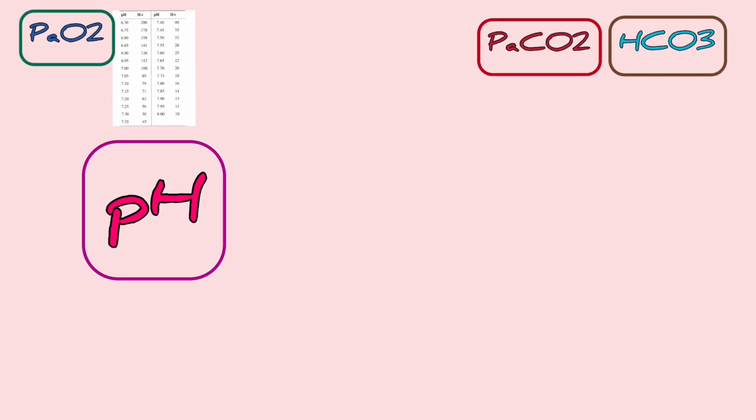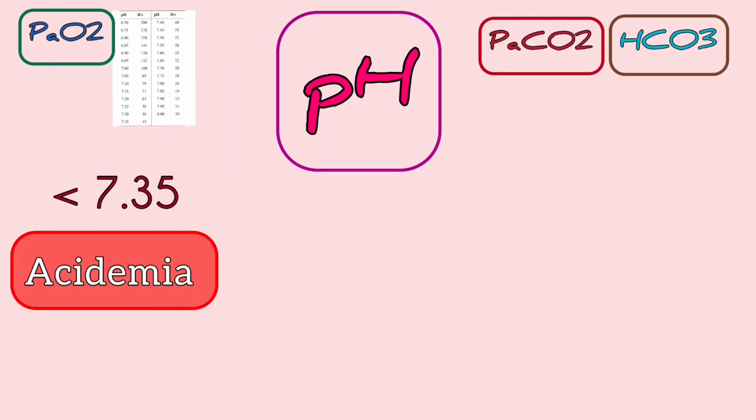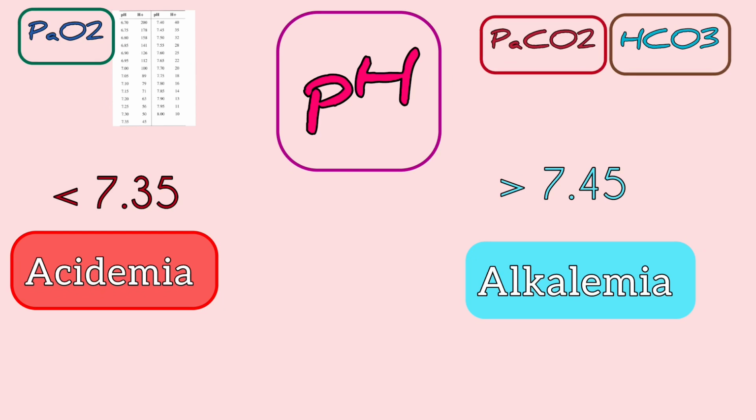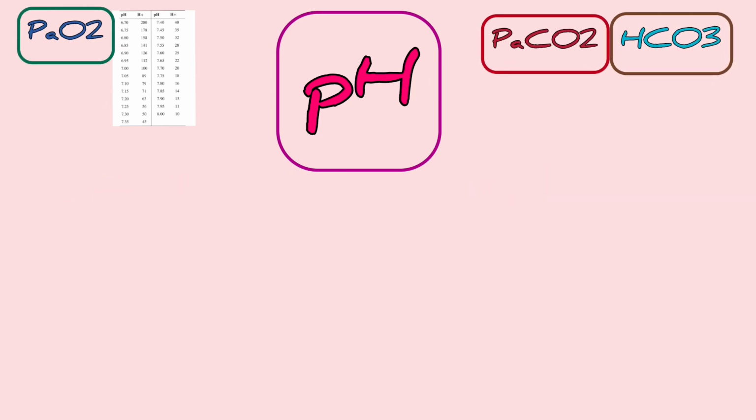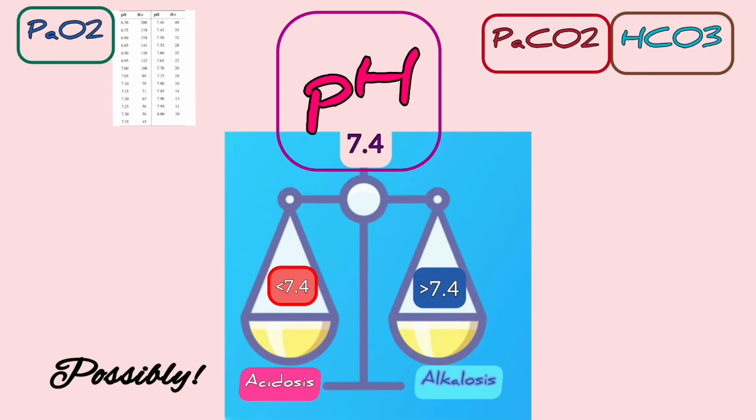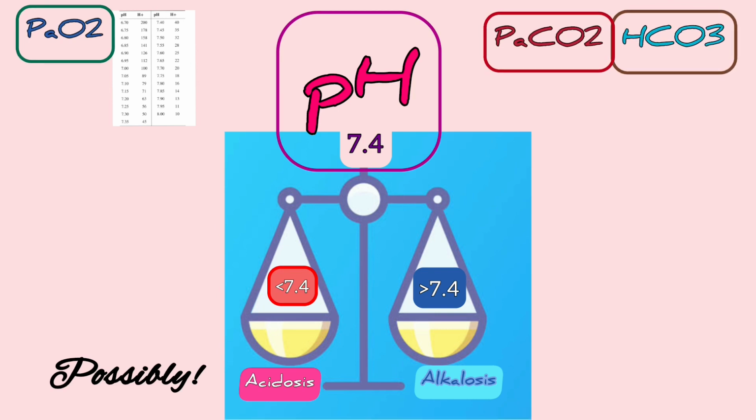Let's get back to basic chemistry. Remember, pH less than 7.35 is acidemia and pH more than 7.45 is alkalemia. But for practical purpose of ABGA, we will take 7.4 as neutral, then pH less than 7.4, you have to consider acidosis, and for pH more than 7.4, you have to consider alkalosis.